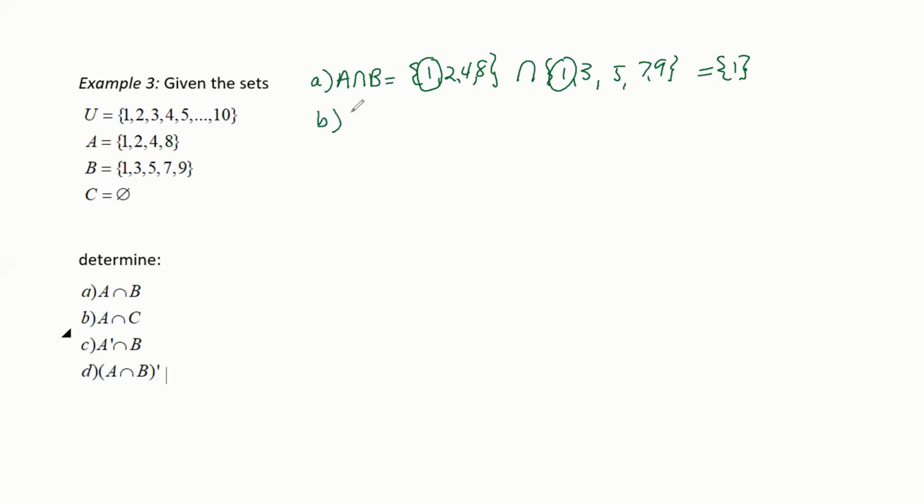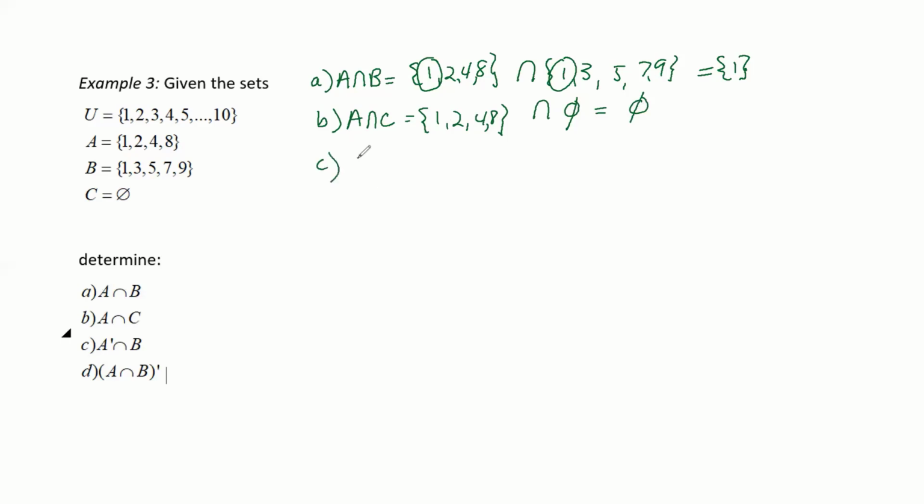B, A intersect C. Now we're looking at 1, 2, 4, 8 intersect the empty set. So the intersection is always a set, but in this case, this set has no elements, so they have no overlap. So the empty set is the intersection.